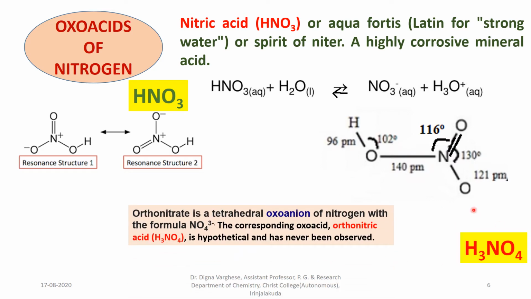Another important oxoacid, but one that is not isolated, is H3NO4, orthonitric acid. Orthonitrate is a tetrahedral oxoanion of nitrogen with the molecular formula NO4 3-. So it is a hypothetical acid. It is not observed.